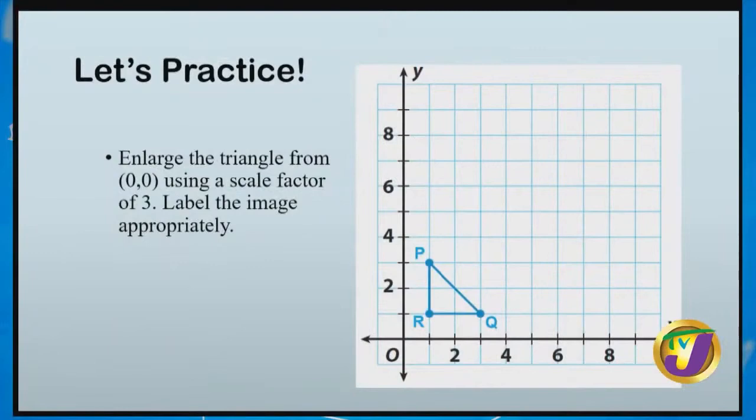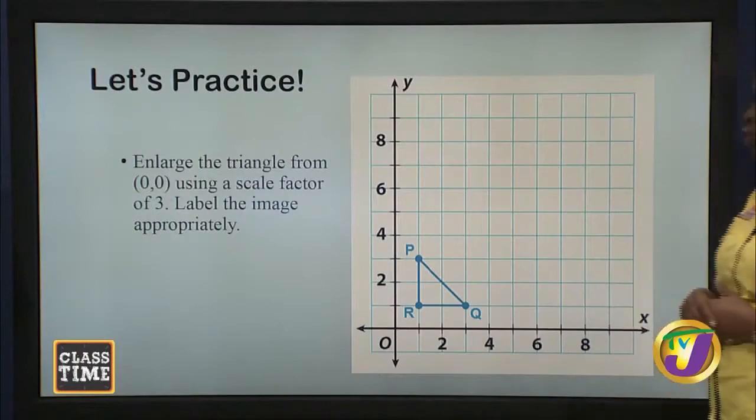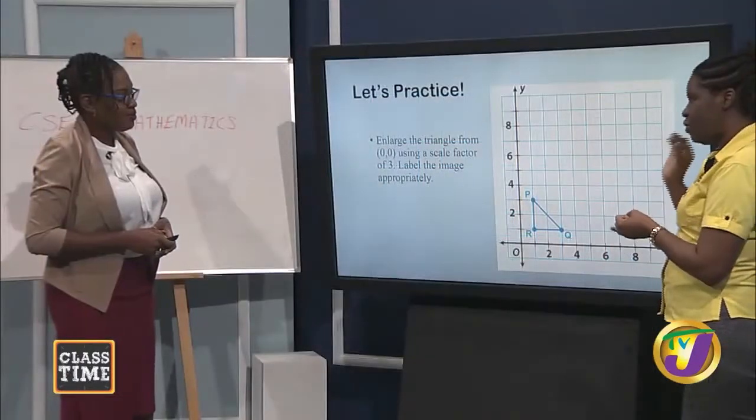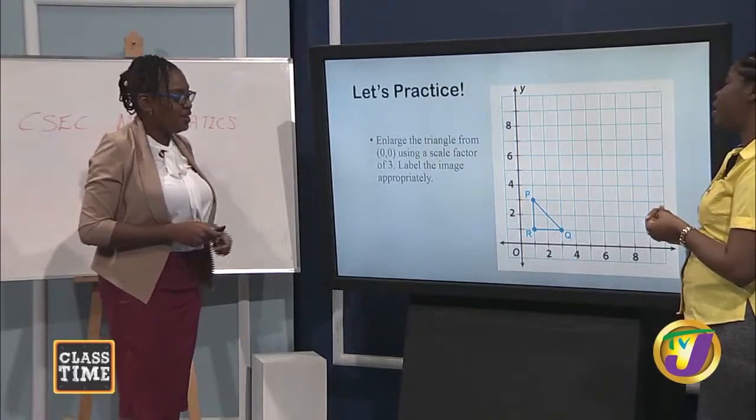We want to enlarge the triangle from the origin using a scale factor of 3. And the origin here is our center of enlargement. So we have our center of enlargement and we have our scale factor, 3. And those are the two important things that we need to do our enlargement.